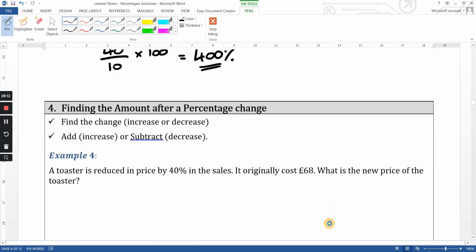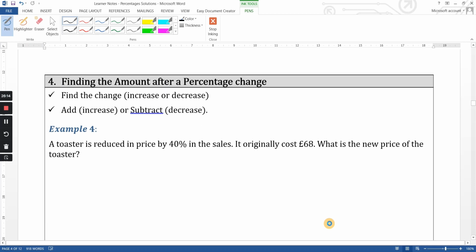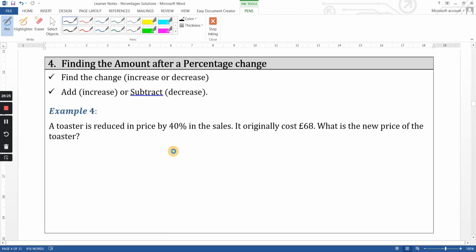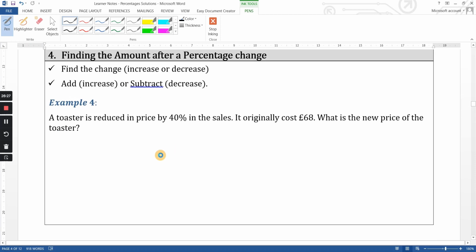Let's move on to section 4, finding the amounts after a percentage change. So find the change or increase or decrease, sometimes it's called, and then you add the increase or subtract the decrease. So these are like typical functional skills style questions, where they're increasing the amount or decreasing the amount. You should make sure you answer the question, which bit it's asking for.